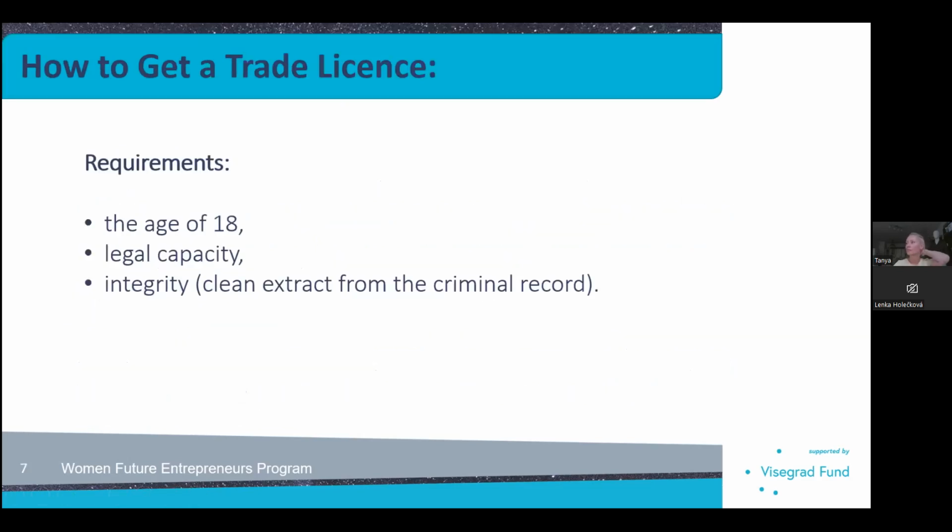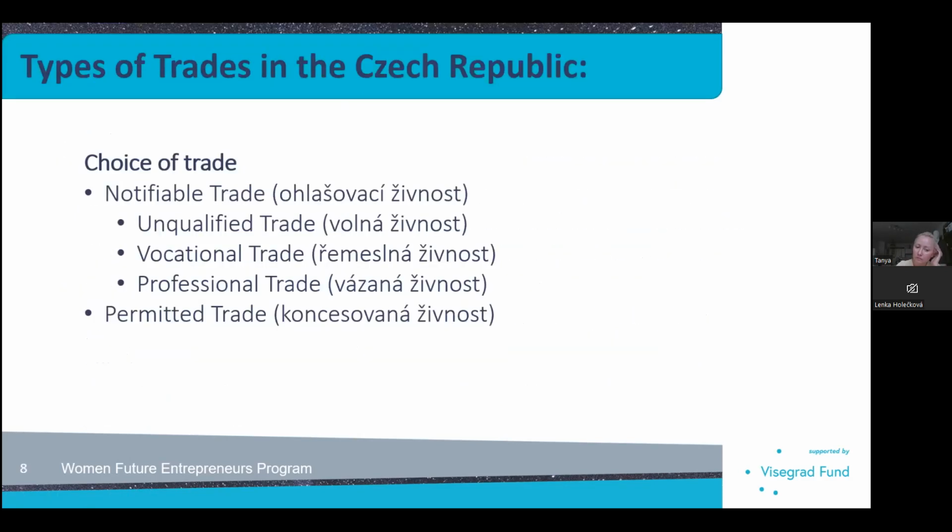Some requirements that are connected with a trade license, general rules, in fact: the age of 18, your legal capacity, and a clean extract from the criminal record. We mentioned it many times before. And then it's necessary to choose the appropriate trade. As I mentioned, we have notifiable trades, ohlašovací živnosti, it's fine just to notify them to the trade licensing office. It's relatively easy, and you will be given your trade license within about 5 days.